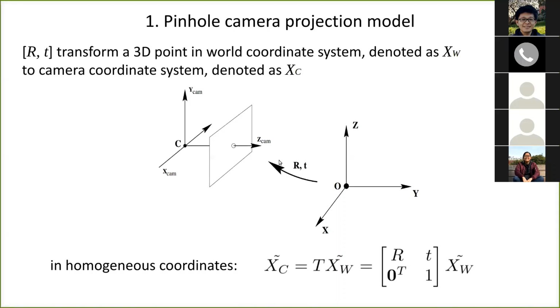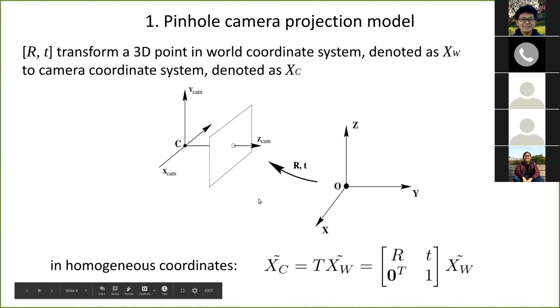So we can use a matrix T to represent this linear transformation. The upper part of this matrix T is the rotation matrix. This is a 3 by 3 rotation matrix, and this T vector is a 3 by 1 vector, and this is 0 and this is 1. We can transform this coordinate from XW to XC by this rotation and translation, now denoted by this transformation matrix T.